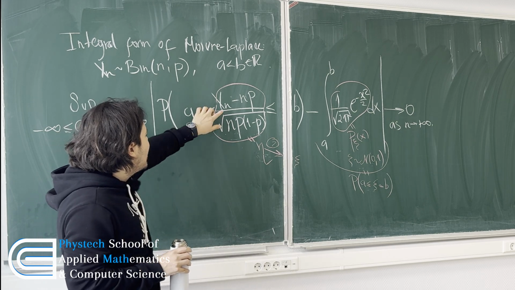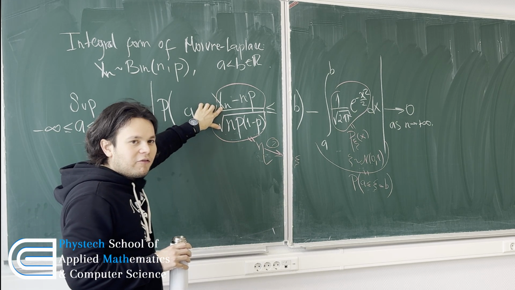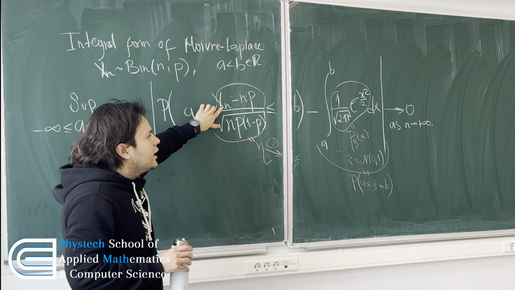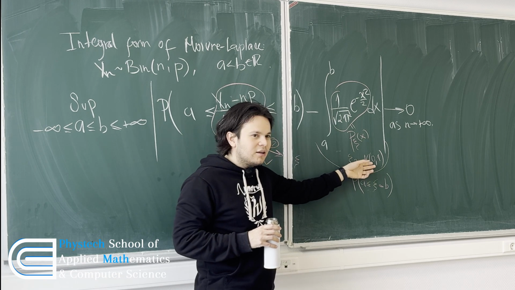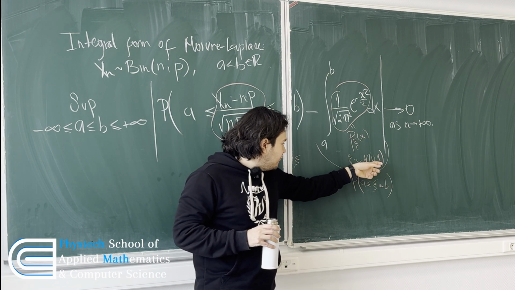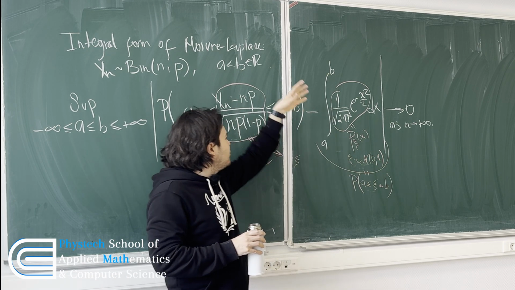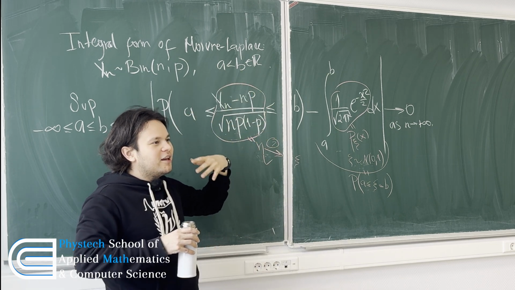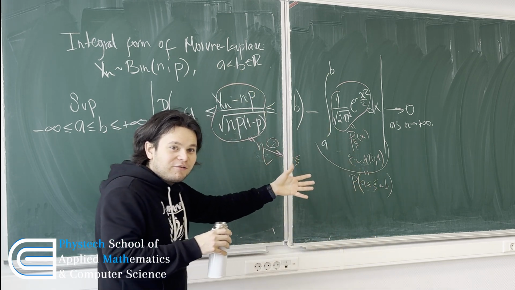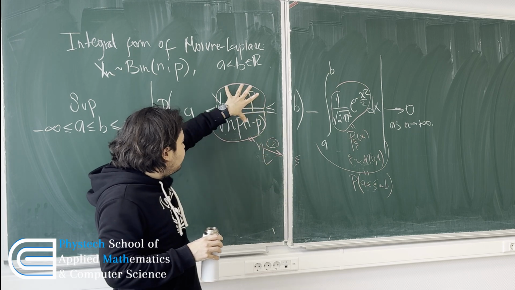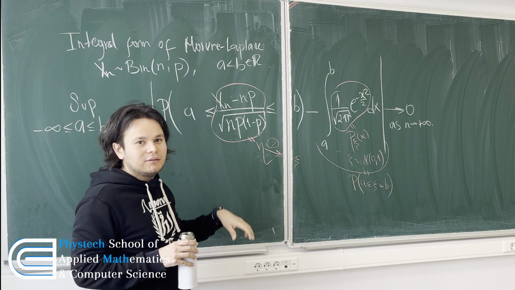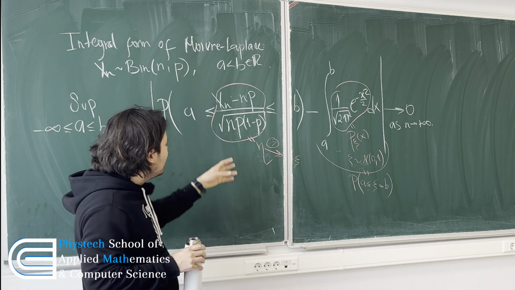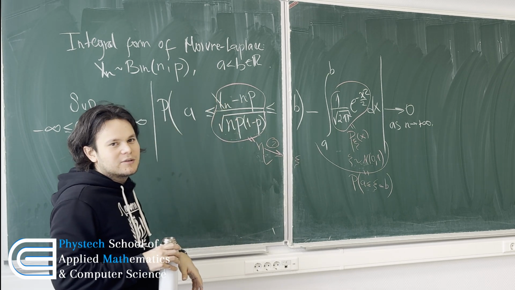We have Xn. The expected value of Xn is np. It makes sense that if this converges to xi, then the expected value and the variance of this xi should be equal to those of the random variable that is converging to it, right? So the expected value of this should be 0. To make it 0, we have minus np. To make the variance 1, we divide by the square root of np(1 minus p).